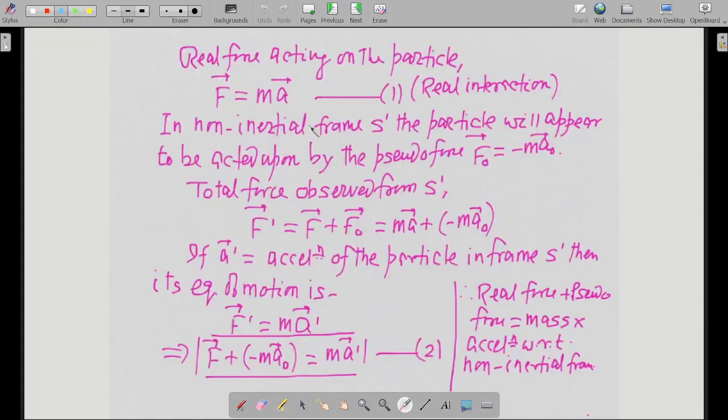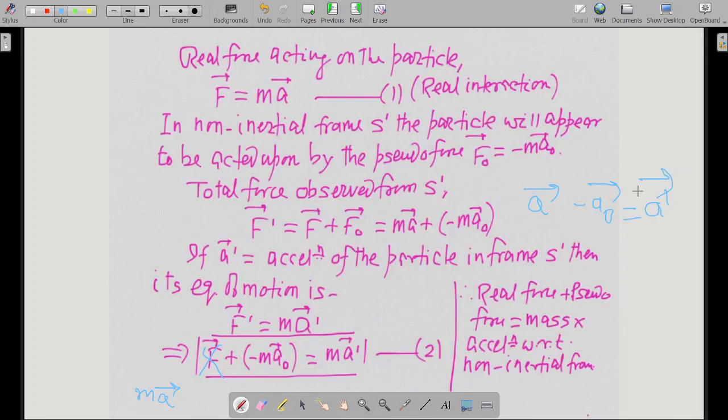You can also write it over here that this F is your ma. You can write ma vector also over here if you want, and you can cancel out the m from both sides, and you can write that a vector minus a naught vector is equal to your a prime vector.